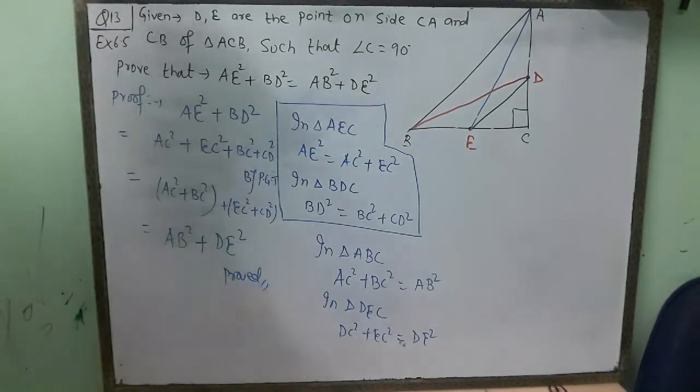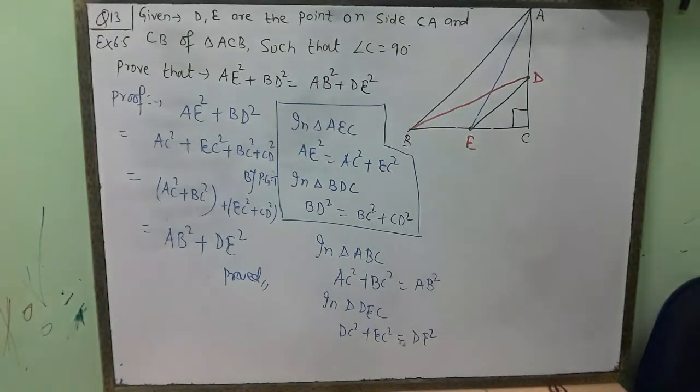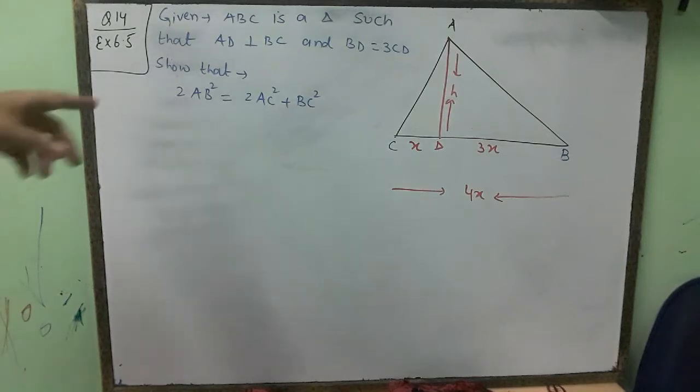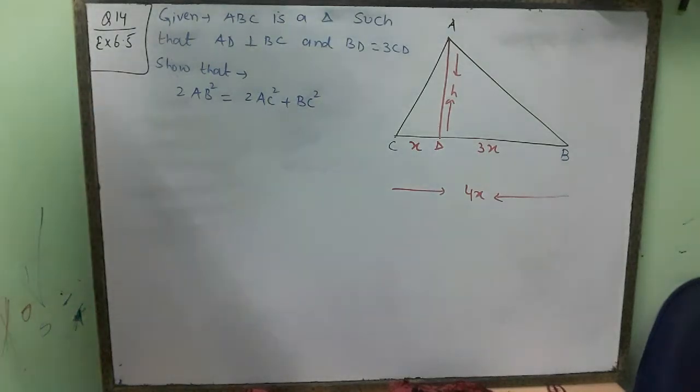Okay, now let's move to the next question. Now this is question number 14 of exercise 6.5. It is given that ABC is a triangle such that AD is perpendicular to BC and BD is equal to 3CD. Show that 2AB square is equal to 2AC square plus BC square.